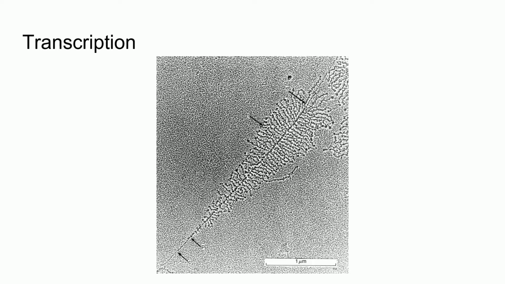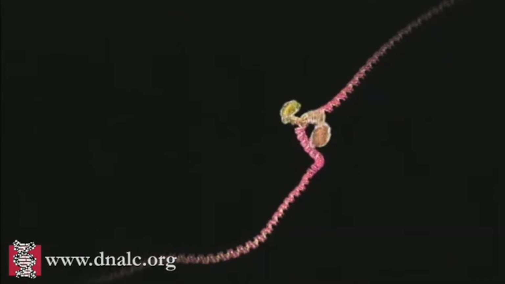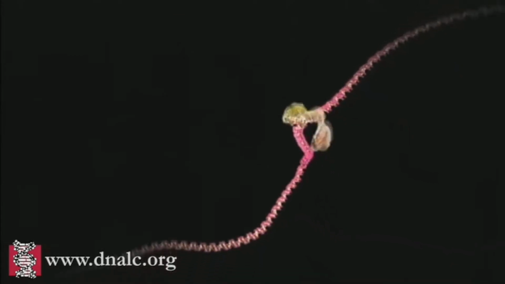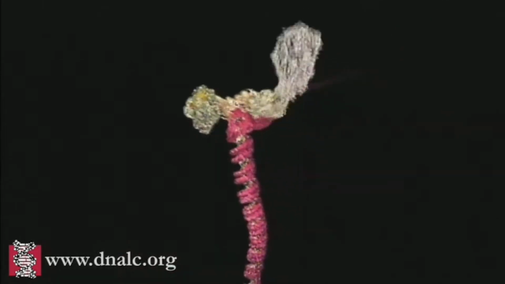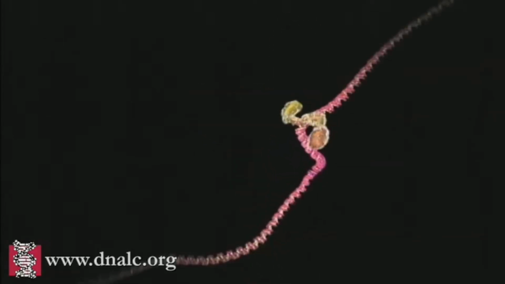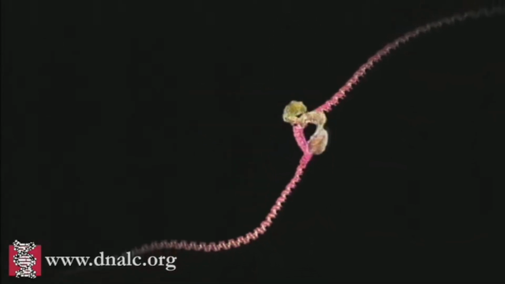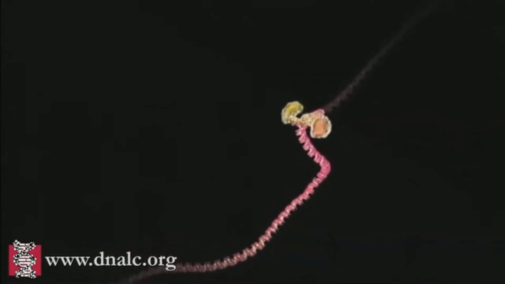Now let's see the process of transcription play out in the following animation. The central dogma of molecular biology: DNA makes RNA, makes protein. Here the process begins. Transcription factors assemble at a specific promoter region along the DNA. The length of DNA following the promoter is a gene, and it contains the recipe for a protein.